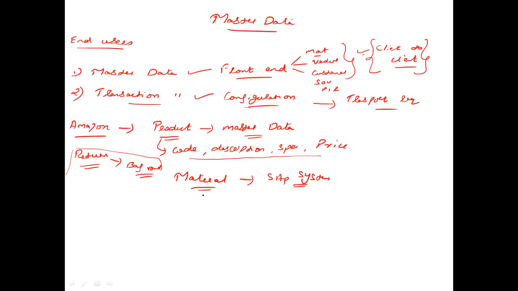To create the material, what all information do you require? You require the material code. You need the description. You need the unit of measure. So all these are the components which you require to create a material in the system. The unit of measure can be kg, boxes, or pieces. That completely depends on the business.